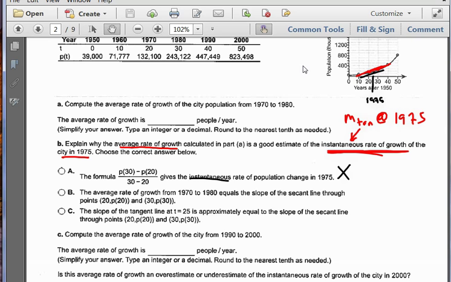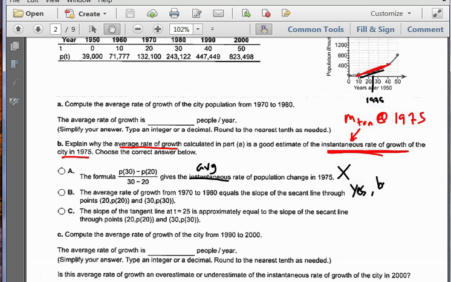So the first question says the formula P30 minus P20 over 30 minus 20 gives the instantaneous rate of change? No, it doesn't. We saw earlier that gives the average rate of population change. So, not A. Part B says the average rate of growth from 1970 to 1980 equals the slope of the secant line. Yes, it does. That is correct.